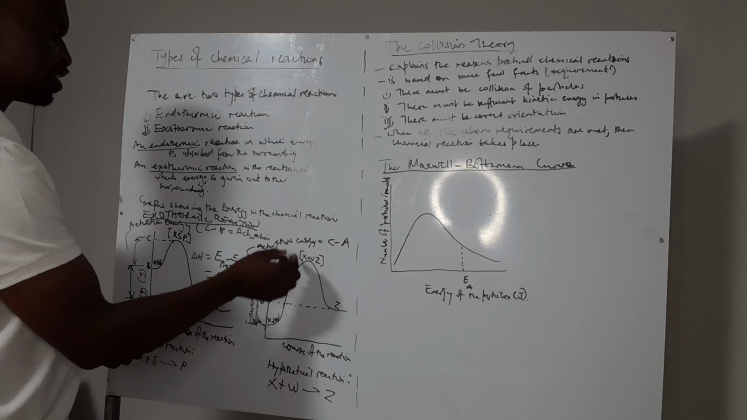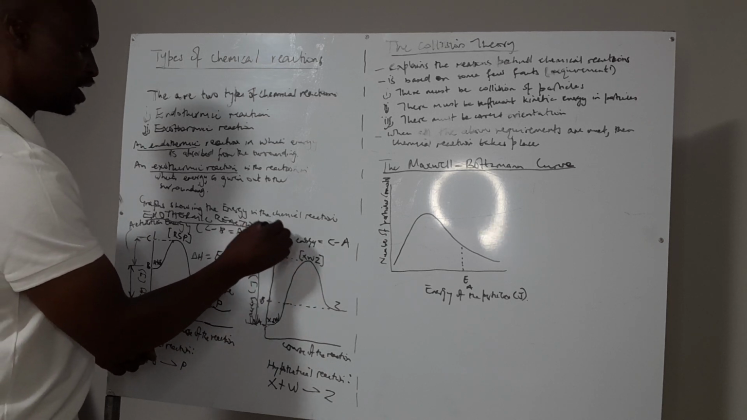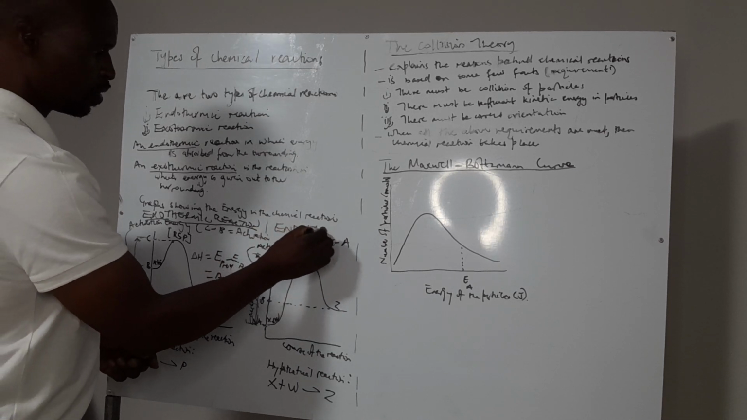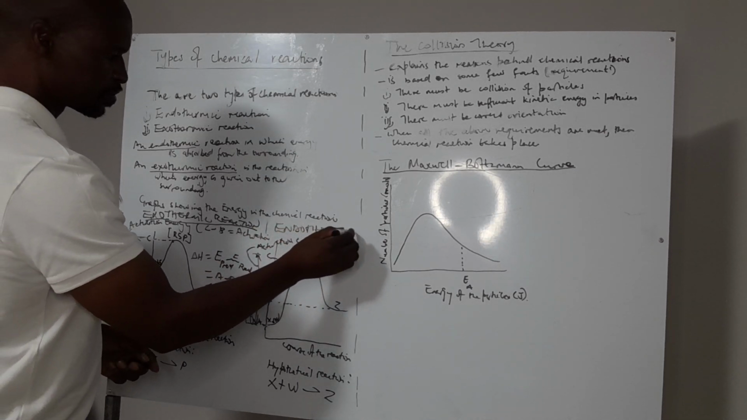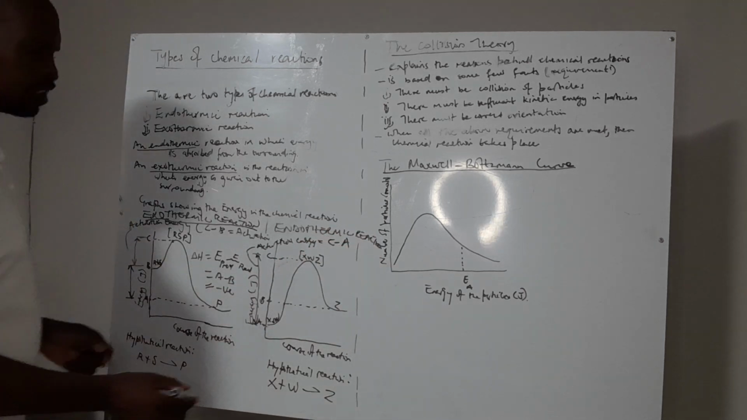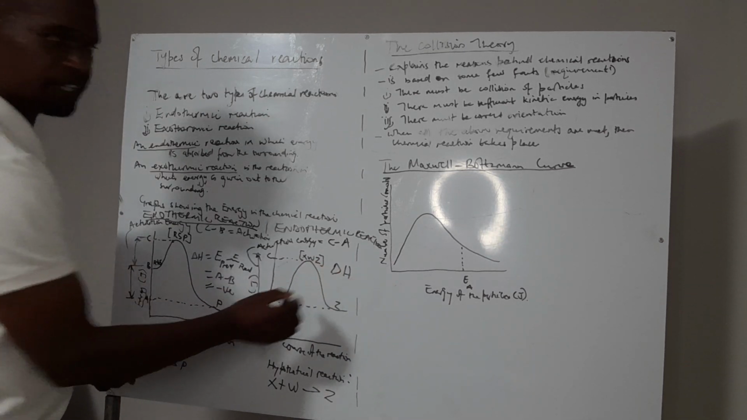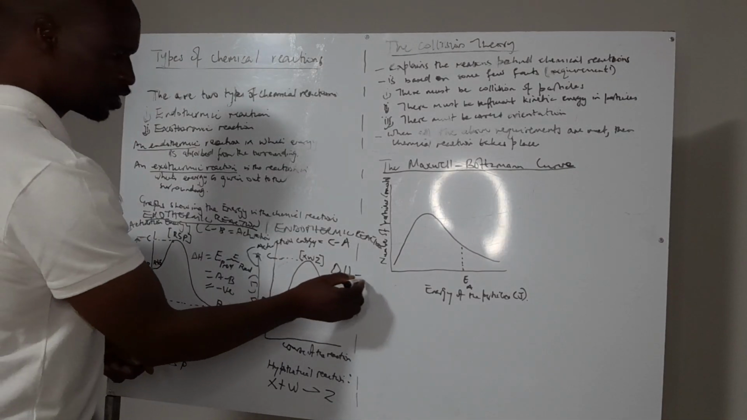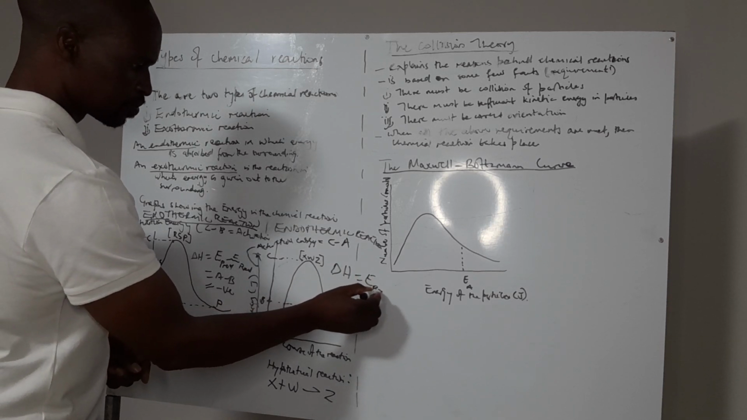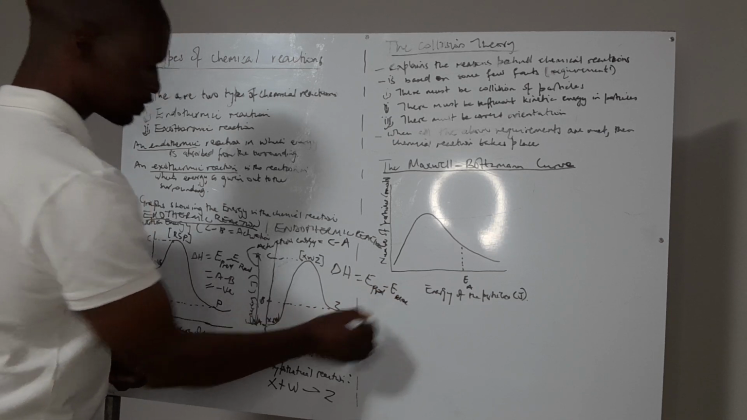And hence, this type of reaction is an endothermic reaction. Why endothermic? It is because it absorbed energy from the surroundings. When we want to calculate the heat of the reaction, here too we say the energy of our product minus the energy of our reactants.